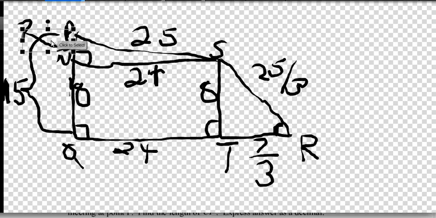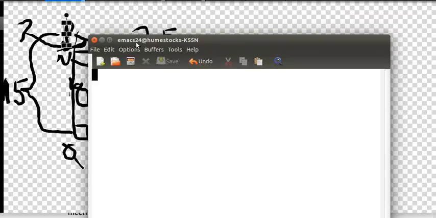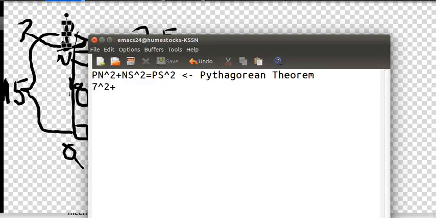So we have a right triangle with legs 7 and 24. So the hypotenuse is 25. This is because of the Pythagorean theorem, and I'll do this on Emacs here. PN squared plus NS squared equals PS squared. So this is the Pythagorean theorem. You'll hopefully know about it. PN and NS are legs, so 7 squared plus 24 squared, and PS is our hypotenuse that we're looking for. 7 squared is 49, 24 squared is 576, that adds up to 625, which equals PS squared. The square root of 625 is 25.